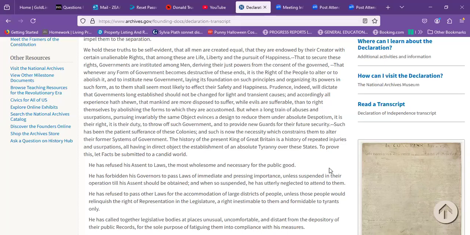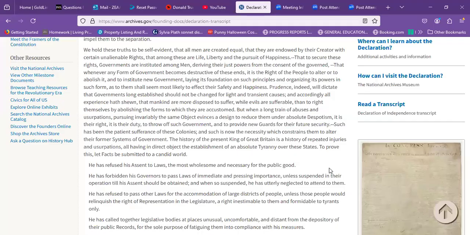To usurp is to claim an authority that doesn't rightfully belong to you. So when a long train of abuses and usurpations, pursuing invariably the same object, evinces a design to reduce them under absolute despotism, so when a long train of abuses turns into outright tyranny, it is their right, it is their duty to throw off such government and to provide new guards for their future security.